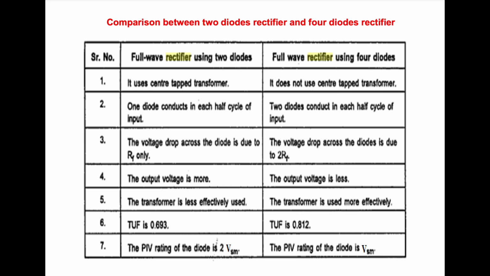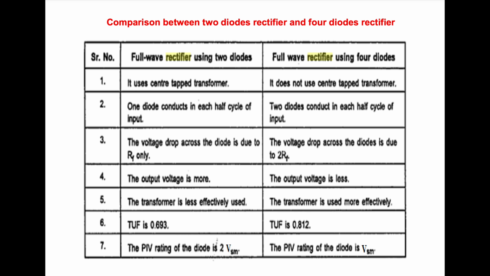So for full wave rectifier with two diodes, the TUF or the transformer utilization factor is 0.693, but with four diode, the transformer utilization factor is 0.812. So transformer utilization factor TUF is a measure of how effectively the transformer is utilized in a rectifier circuit. So it's defined as the ratio of the DC power output to the maximum AC power rating of the transformer.